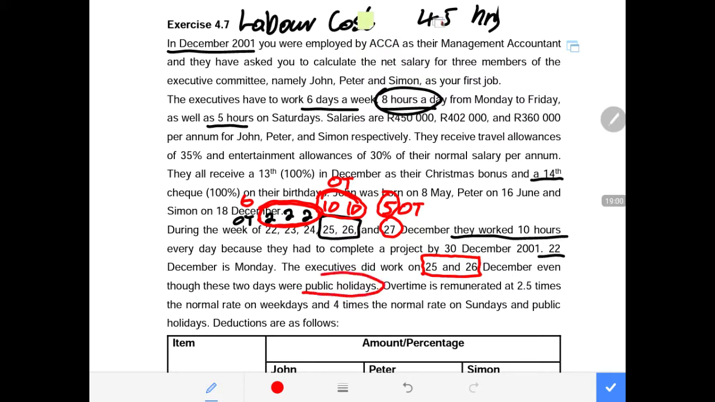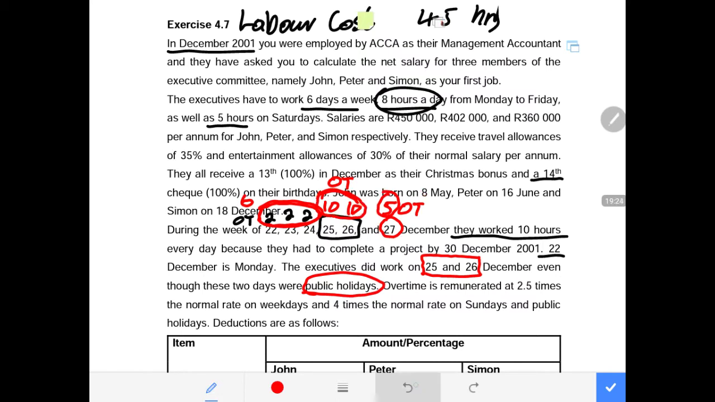public holidays. So now, meaning the entire 10 hours is overtime, because on a public holiday they were not supposed to be there. Public holiday is not one of their normal working hours. That is why I highlighted it to be a full 10 hours of overtime on the public holiday. This one, 5 hours, is only on Saturday, not a public holiday.